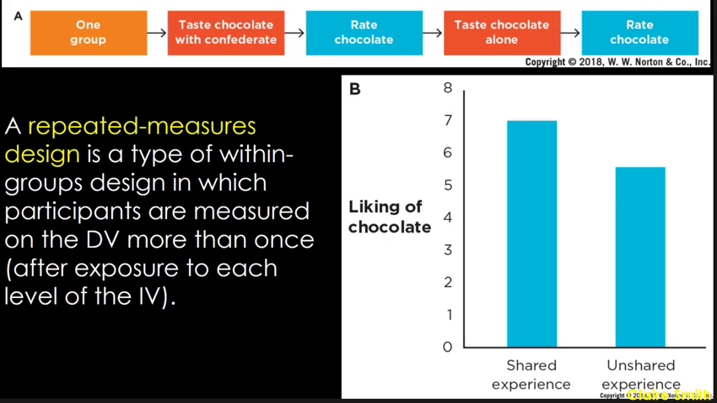Participants are measured on the dependent variable more than once. Okay. The example of this: researchers theorized that when experiencing something, whether it's eating chocolate or viewing a painting or something sad, or eating something that you don't like, if you experience that alone, your emotions are not going to be as intense as when you experience it with someone else, right? So looking at shared experience, emotions, perceptions of things versus unshared experience.